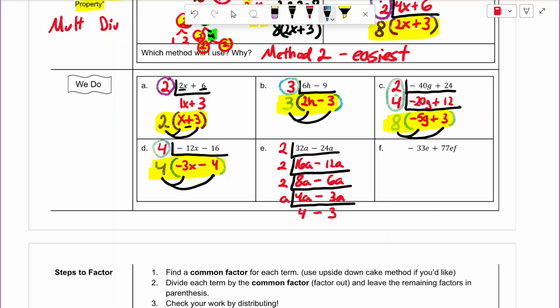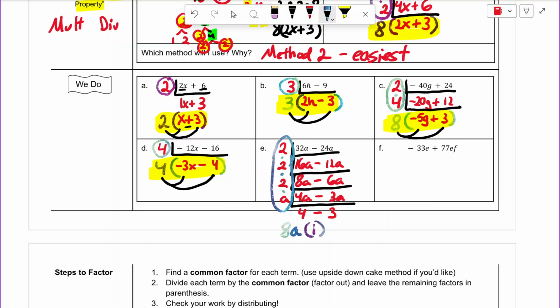Okay, so we're almost done right there. But we can simplify this. What is 4 minus 3? Why can we simplify? Because they are like terms. That is 1. Put parentheses around the 1, and then find your GCF. Okay, that's 2 times 2 times 2 times a. And 2 times 2 is 4, 4 times 2 is 8, and 8 times a is 8a.